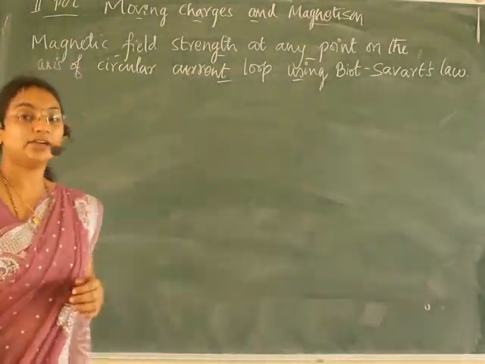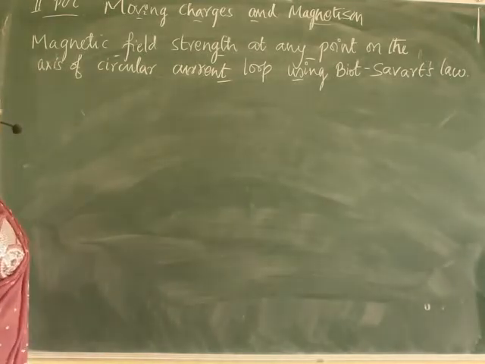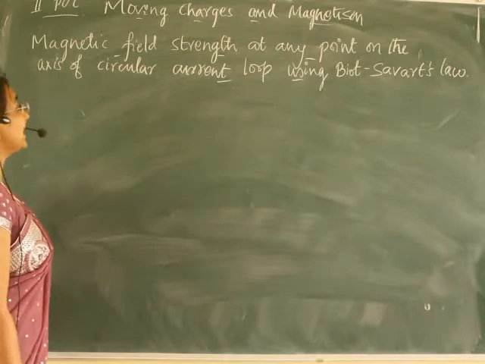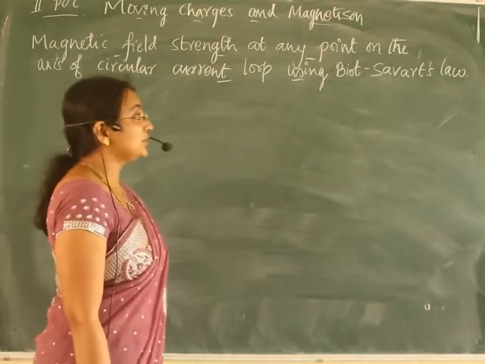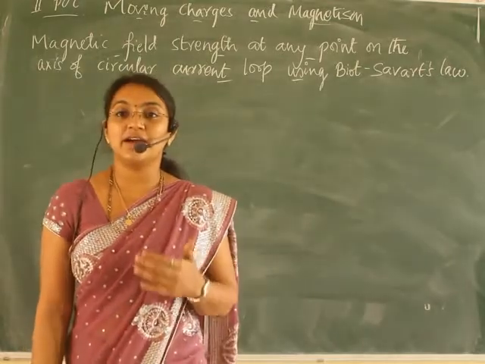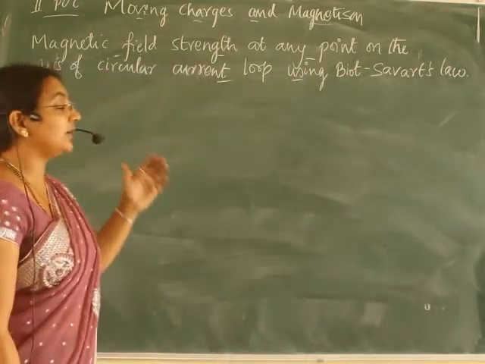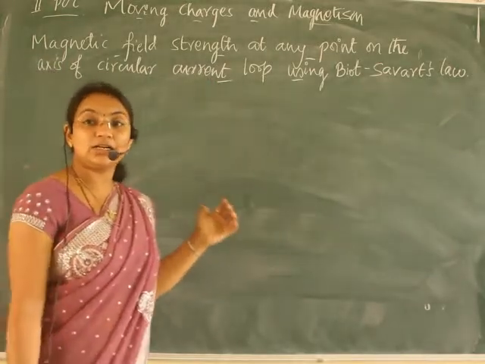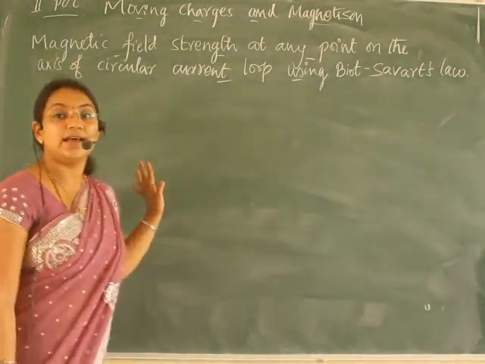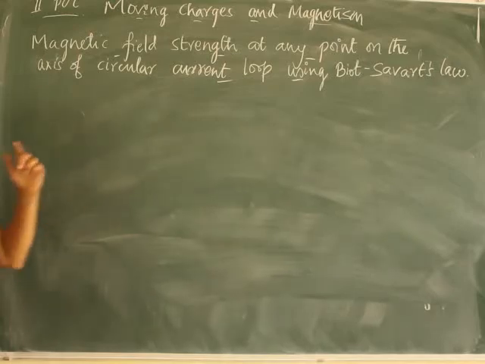Today let us start with the new derivation, that is the magnetic field strength at any point on the axis of a circular loop using Biot-Savart's law. In our previous class we are done with the Biot-Savart's law. Using that law we are going to derive this expression, the expression for the magnetic field strength at any point on the axis of this circular loop.